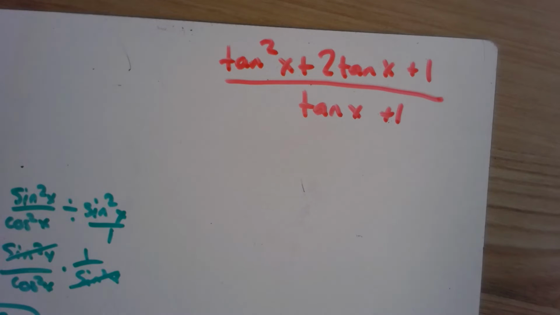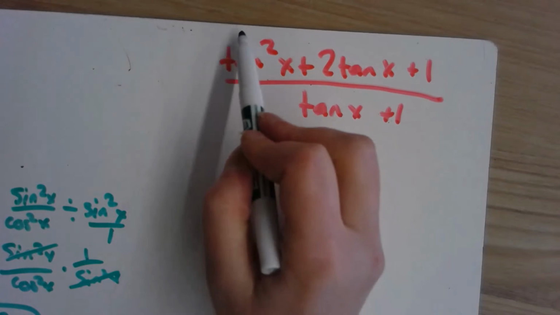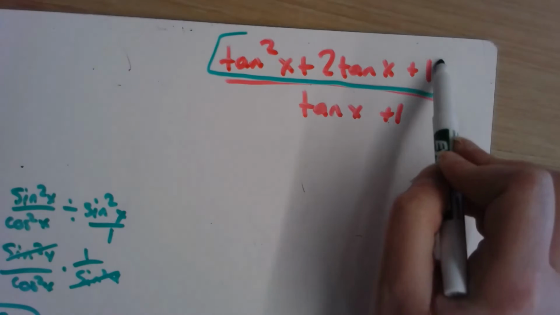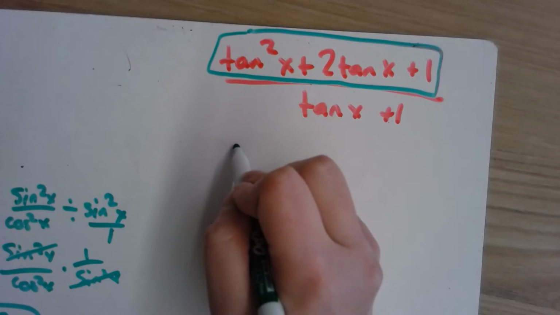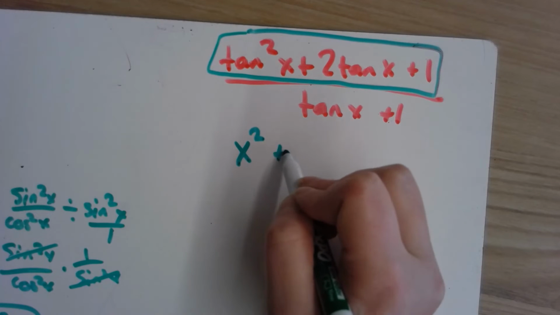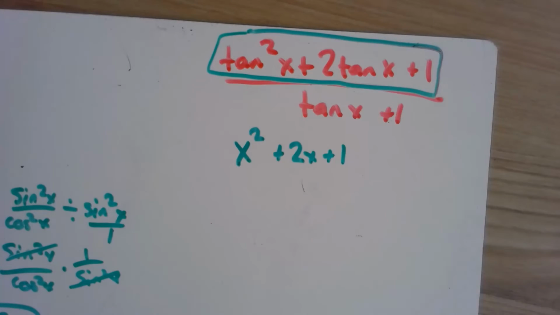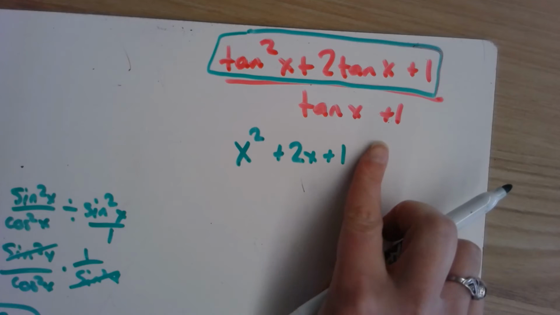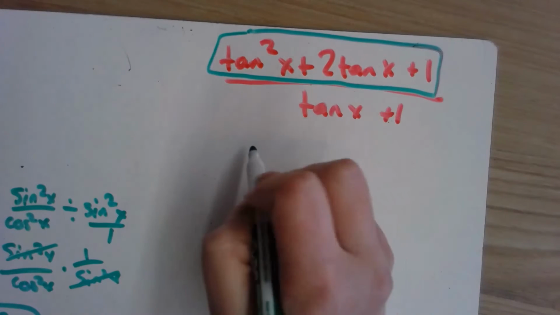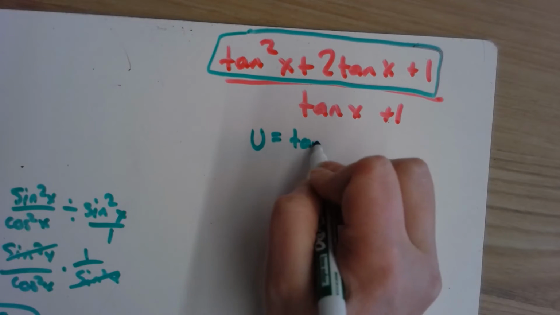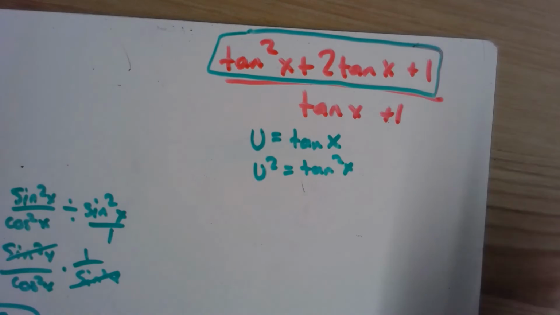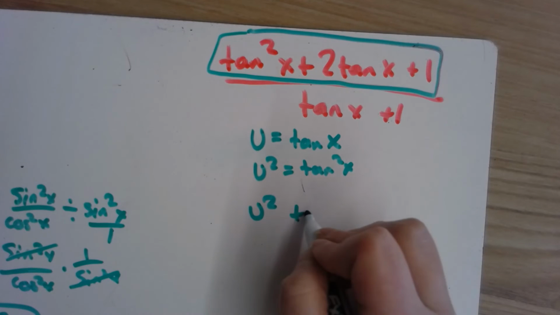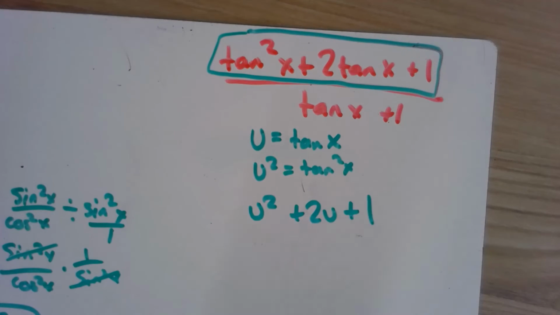If you remember, one of the strategies is to factor. We are going to factor this numerator. Looking at that, it looks very intimidating. So I'm going to rewrite it. I'm going to say x squared plus 2x plus 1. Or, if you wanted to, think about it as u substitution. I'm going to say u equals tangent x. So that means u squared equals tangent squared x. So u squared plus 2u plus 1.